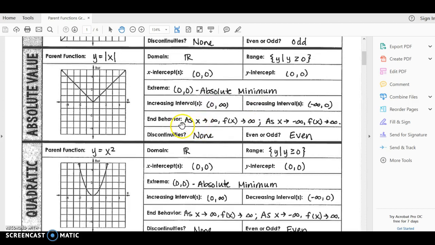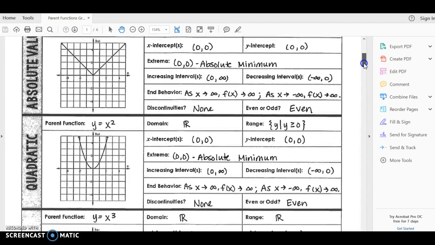End behavior, okay, as x goes positive, y goes positive. So that's why these are both positive infinity. What does y do as x goes to the left? Okay, as x goes to the left, y goes up as well. So that's why this is infinity as well. Don't even worry about the discontinuities and the even or odd for now. Just kind of skip over those.